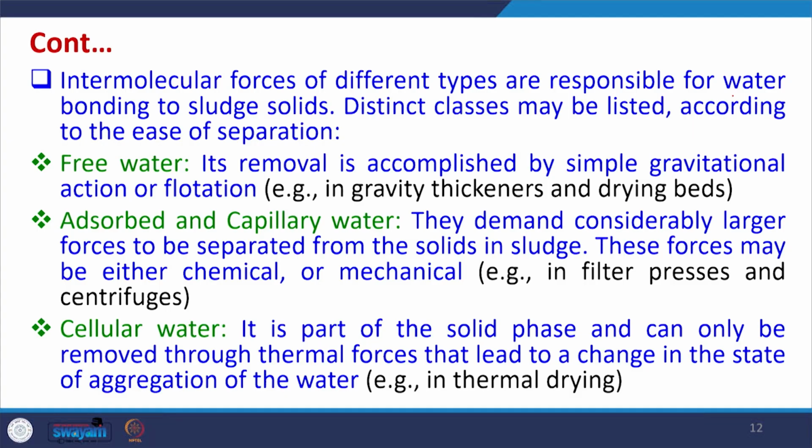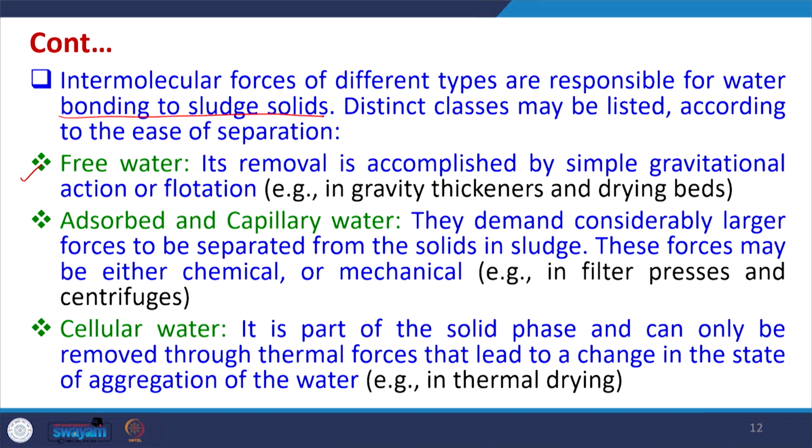Now, intermolecular forces of different types are responsible for water bonding to sludge solids, so different classes may be listed. There are different types of water which get bound to the sludge, and these different waters have to be reduced. The easiest is free water. Its removal is accomplished by simple gravitational action or flotation. So, a gravity thickener or drying bed, etc., can be used to remove the free water.